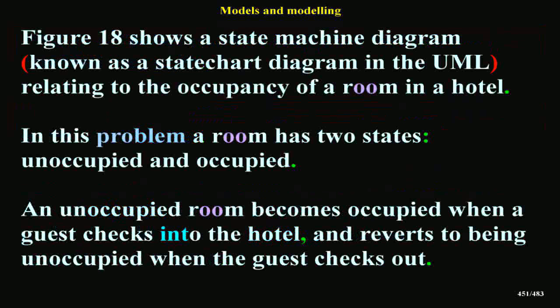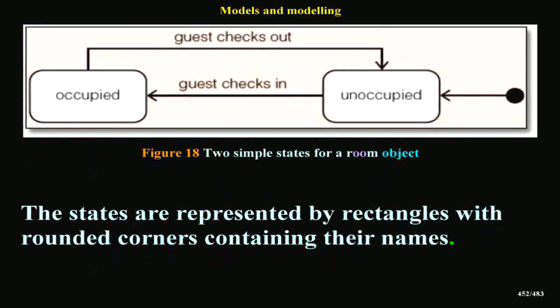Figure 18 shows a state machine diagram, known as a state chart diagram in the UML, relating to the occupancy of a room in a hotel. In this problem, a room has two states: unoccupied and occupied. An unoccupied room becomes occupied when a guest checks into the hotel, and reverts to being unoccupied when the guest checks out. Figure 18. Two simple states for a room object.